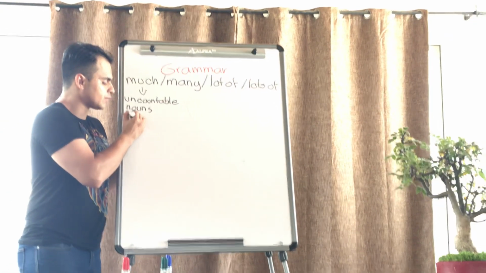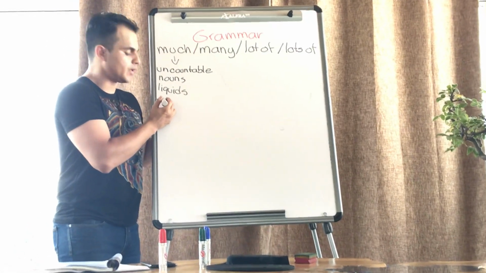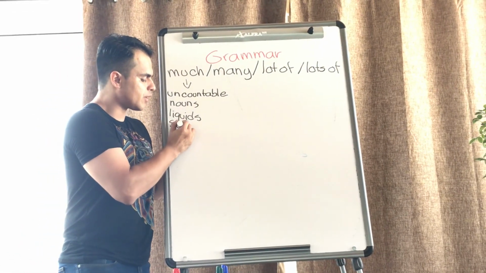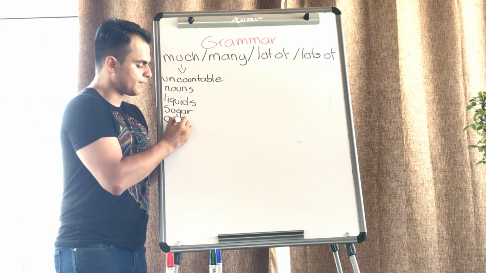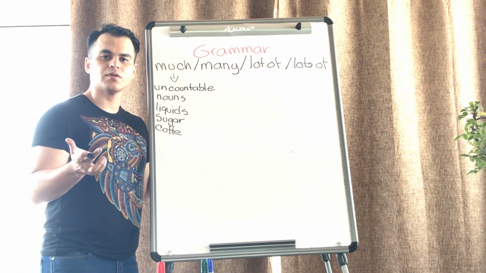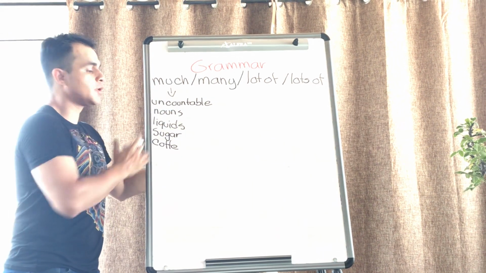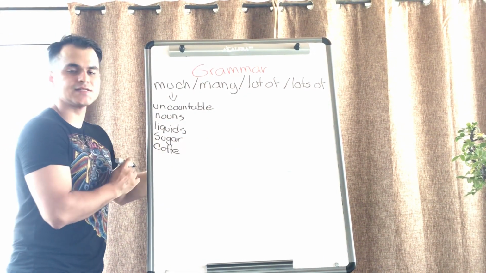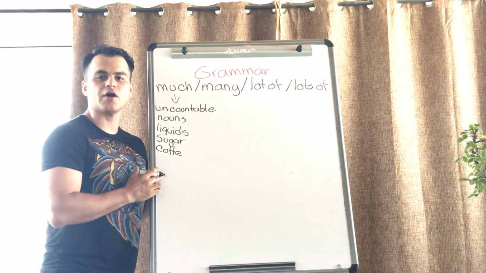right? Like liquids. For example, what else could be? Like the sugar, or even the coffee, right? Those are things that we don't have to count, right? So, much for uncountable nouns, such as liquids or other things like sugar or coffee.